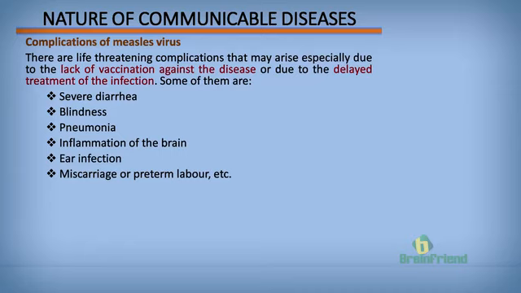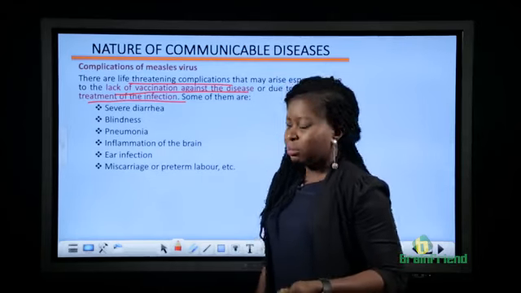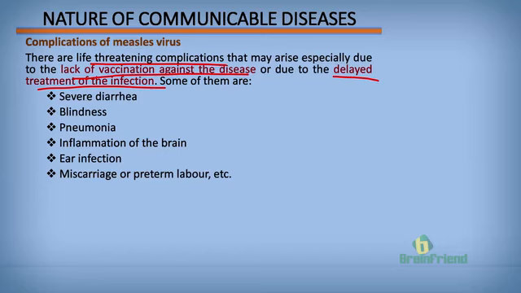Now, complications of measles virus. These are life-threatening complications that may arise, especially due to the lack of vaccination against the disease or due to delayed treatment of the infection. So if this infection is not treated on time, these are things that are likely to happen to carriers or infected people. We have severe diarrhea, blindness. Sometimes children become blind when this disease is not treated on time.